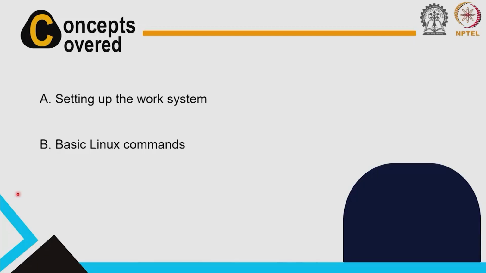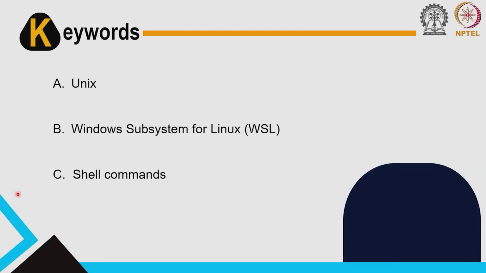So, the first part will be setting up the system where we can actually do all this analysis. This system is required for the quality control, right, and then the subsequent steps. So, we will start with that today. We will set up the system and then we will talk about some of the basic commands in this class. So, these are the keywords. We will use Unix, Windows Subsystem for Linux or WSL, and shell commands.